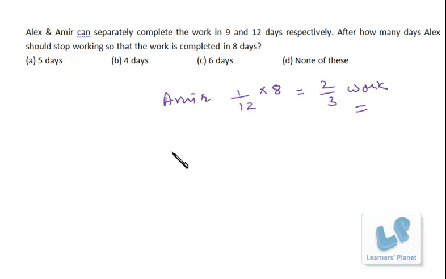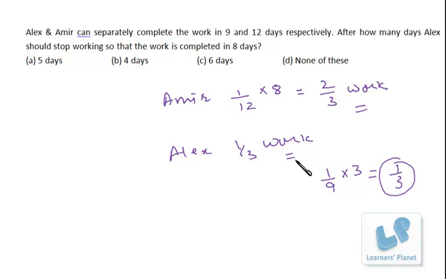That means Alex might have done 1/3 of the work before leaving, isn't it? Now, Alex's capacity is 9 days to get the work completed, that means 1 upon 9 work per day. So to do 1/3 of the work, he might have taken 3 days. That means Alex can stop working after 3 days. That is none of these over here.